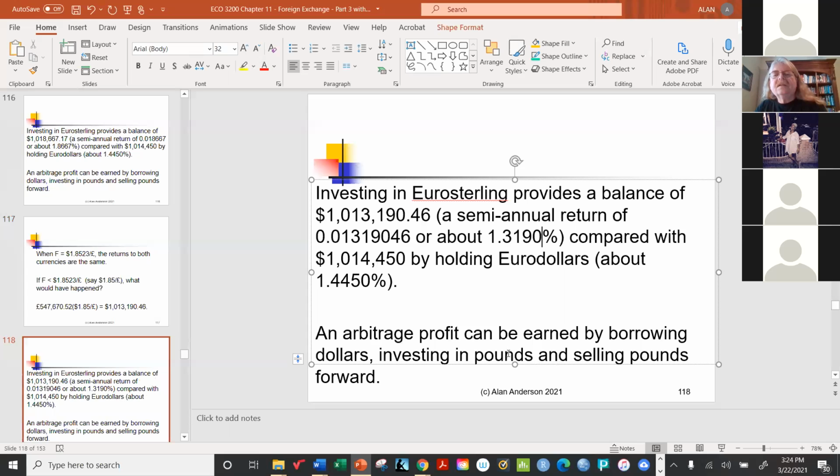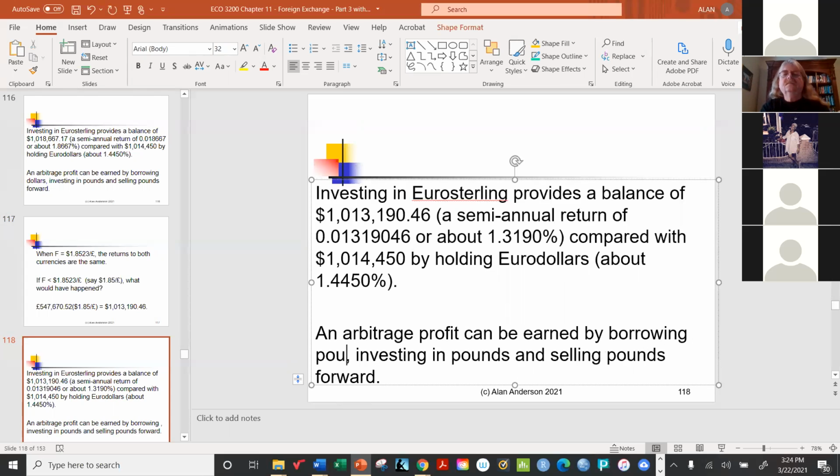So now you can see we're going to reverse everything. We want to borrow pounds, invest in dollars, and then interestingly enough, we're going to sell dollars forward for pounds. In this case, our profits will be realized in euro sterling rather than euro dollars, but it's still a profit.